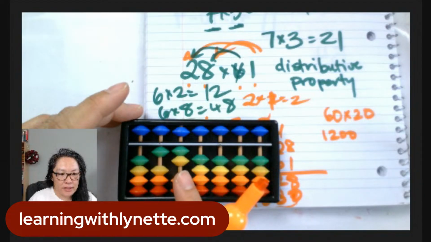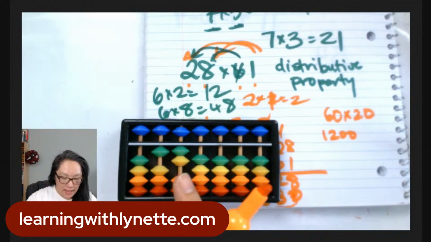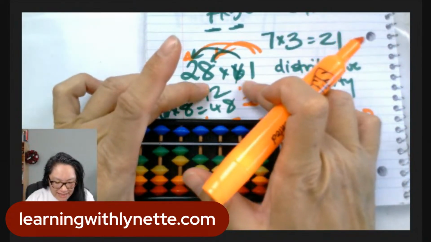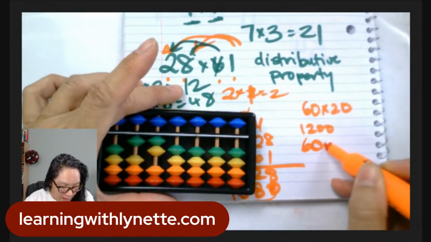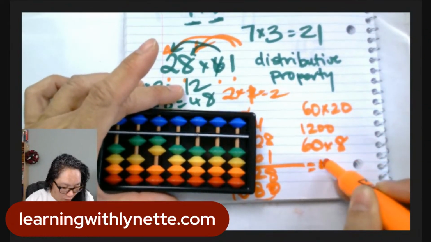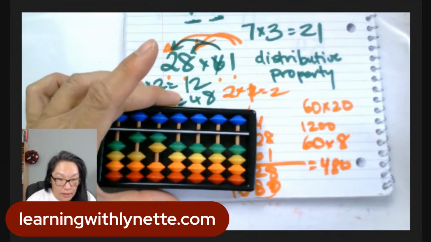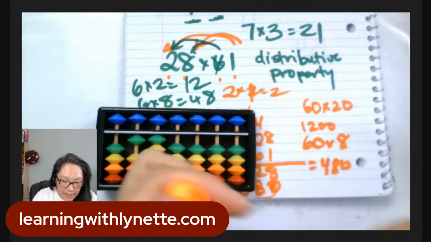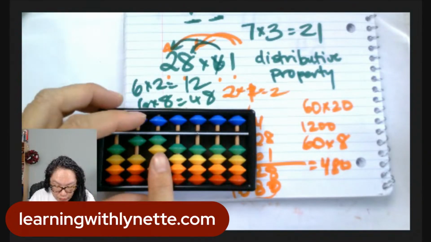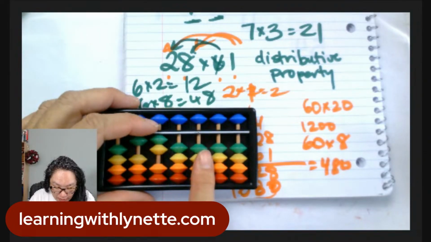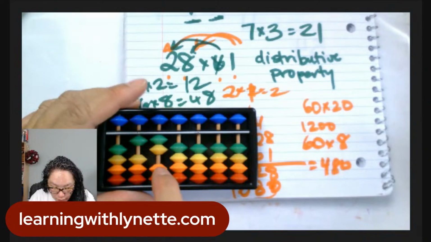Yeah. Another way I saw it was 60 times 8. Yes, exactly. So that's if you were to write it out. It'd be 60 times 8, which would equal 480. You're absolutely right. But that's if you were writing it out, right? But in abacus world, we don't need to write it out. We would just add it. 480.